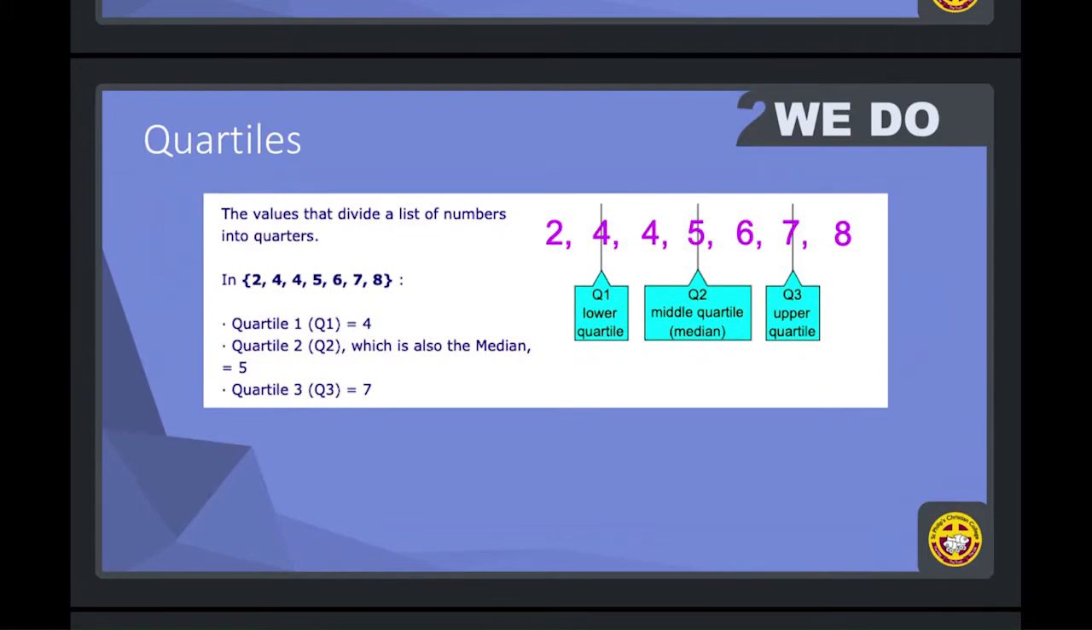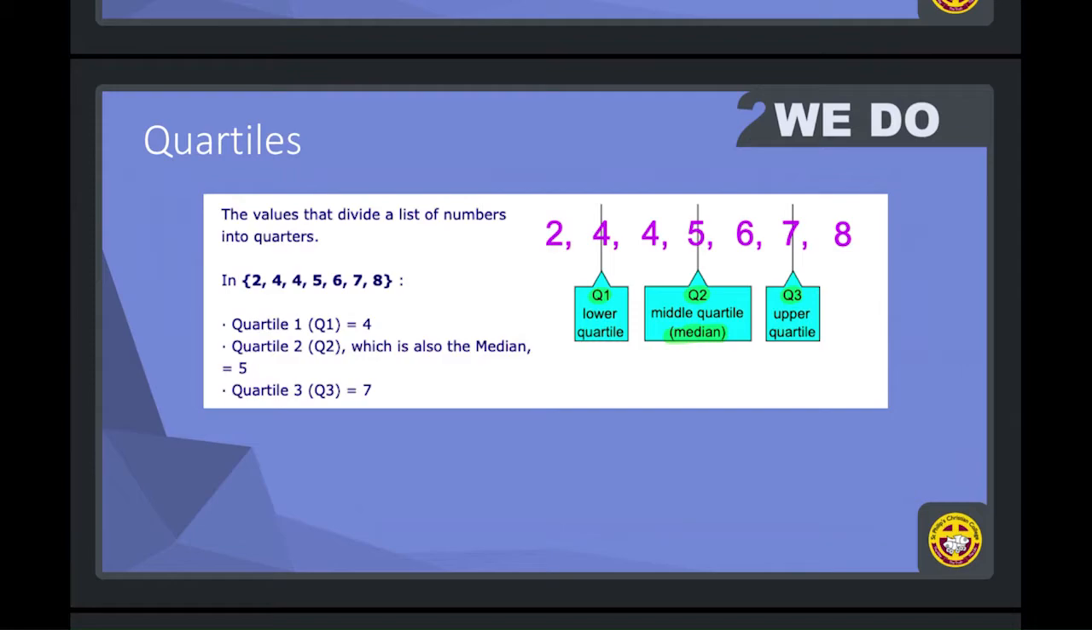Let's jump in. Quartiles. All right, we know about the median. It's the number in the middle. What we probably don't know is that it is also technically called quartile 2. We will probably still call it the median, but it's important to know that it's technically quartile 2 because we have quartile 1 here and quartile 3. So how do we get quartile 1 and 3?